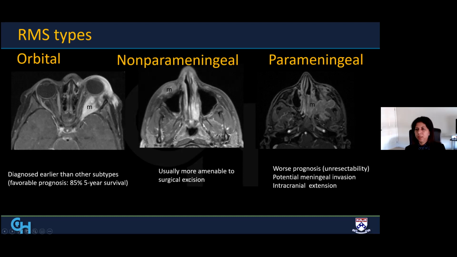Parameningeal, as the name suggests, these are tumors which do not necessarily have already invaded the meninges, but they are very close to the meninges. They're very close to the dura, so they have a potential for intracranial extension and perineural spread more commonly. And the location is mostly such that a complete resection is not possible in most of these cases. That's why they have the worst prognosis. And the group in between is the non-orbital, non-parameningeal rhabdomyosarcomas, which come from all other regions of the head, face, and neck. These are usually more amenable to complete surgical excision, so they also have a favorable prognosis.